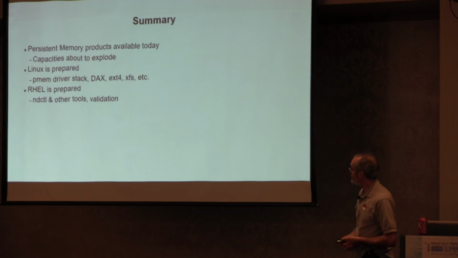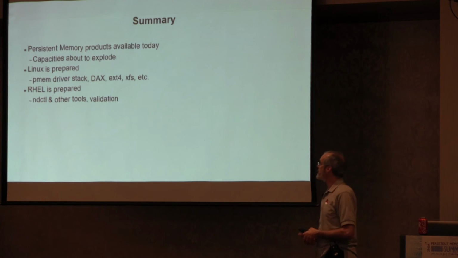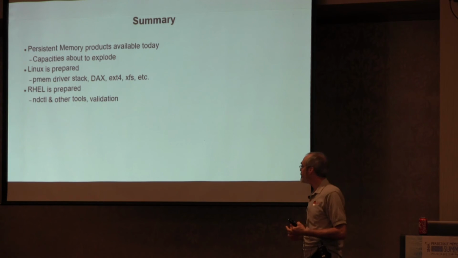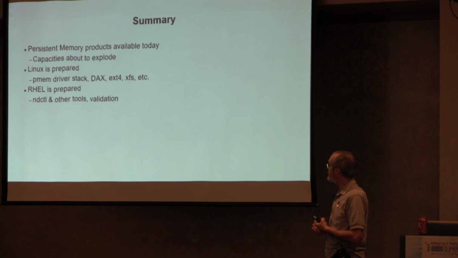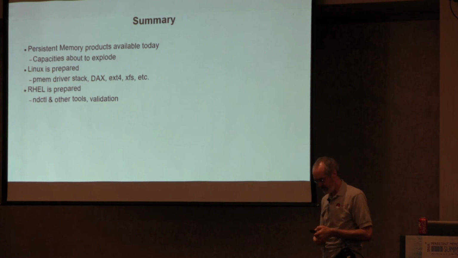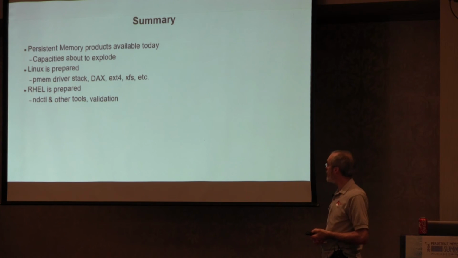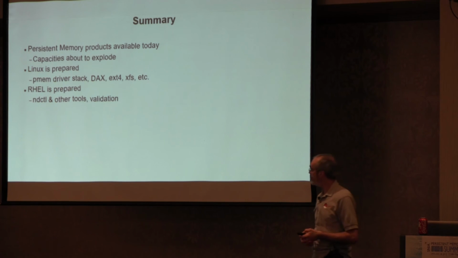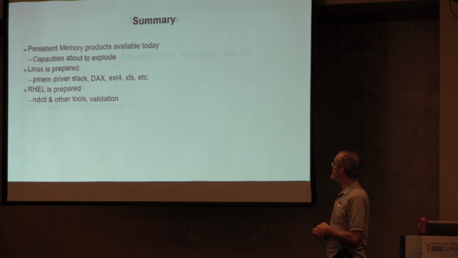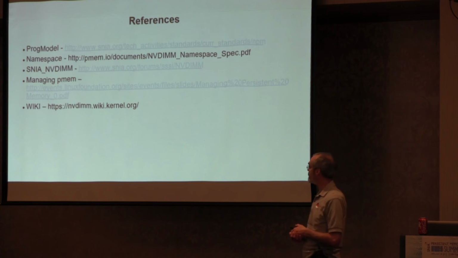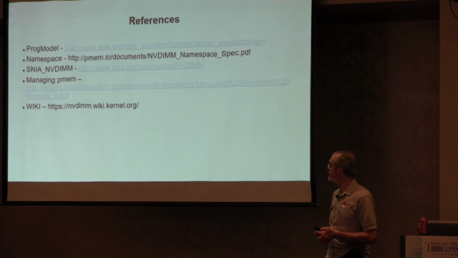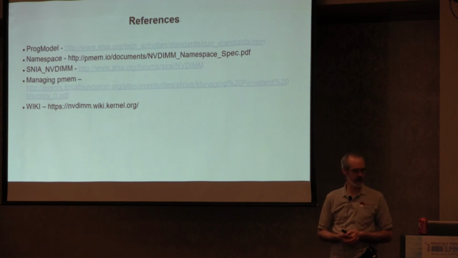So in summary, persistent memory products are here today. NVDIMMs, and the capacities will substantially increase with 3D XPoint. Linux has the capabilities I've described here, and that pretty much finishes what I have to say. There's some references here. You can take a look. Some of these have been mentioned in other talks. And that concludes the summary for what's going on in Linux.